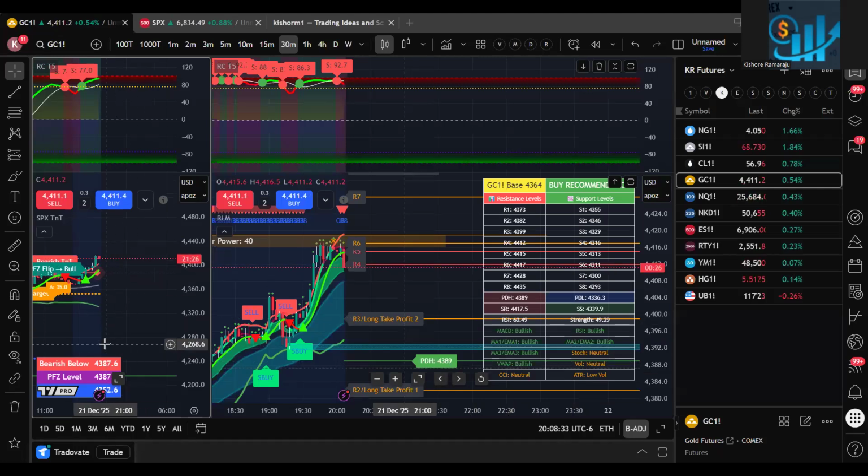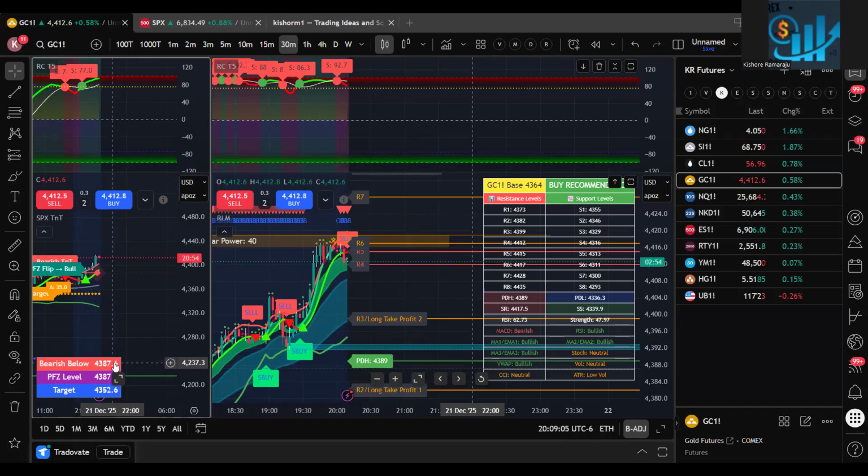If you see here in 30 minutes for GC, it is telling that if GC drops below 4387.6, then it can go to 4352. As of now it is 4411.7, but it is bearish only if it goes below 4387. Unless it goes below 4387, we will not look at sell opportunities. Until that time, it is bullish. So your high level time frame is telling overall GC is bullish.